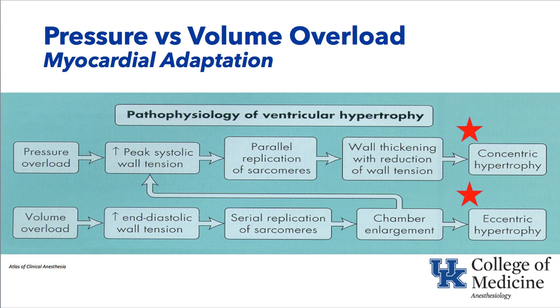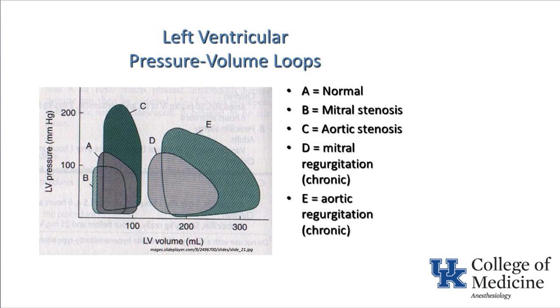Now, if you have volume overload on the heart, end diastolic wall tension goes up, the heart is dilated during diastole, lots of volume in it, there's serial replication of sarcomeres end to end, chamber enlargement like LV dilation, and you get what's called eccentric hypertrophy. AI would be the classic example of eccentric hypertrophy, as opposed to AS, aortic stenosis, as the classic example of concentric hypertrophy.